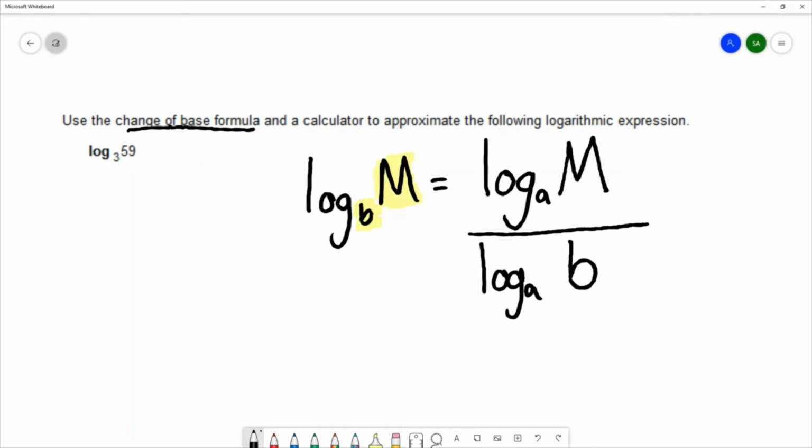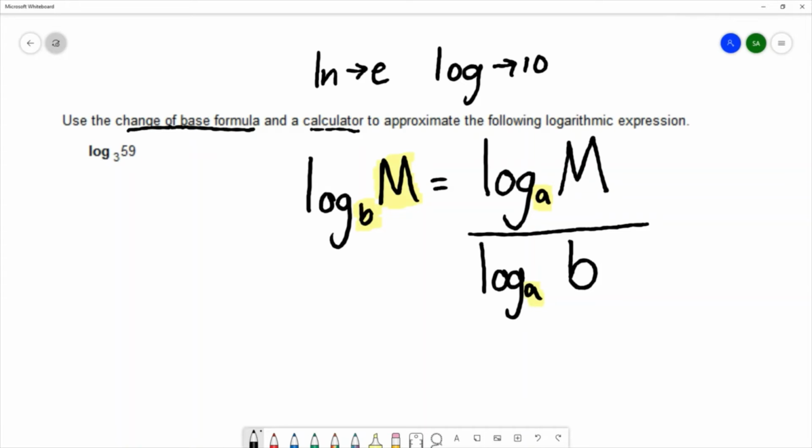Now typically calculators will have built into them natural logs, which have base e, and common logs, which have base 10. So under most circumstances, when you're using a calculator, you are going to choose to go to either base 10 or base e so that you can use those built-in logs that are in your calculator. So let's use natural log, base e.